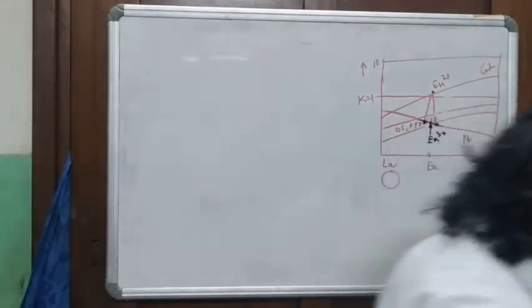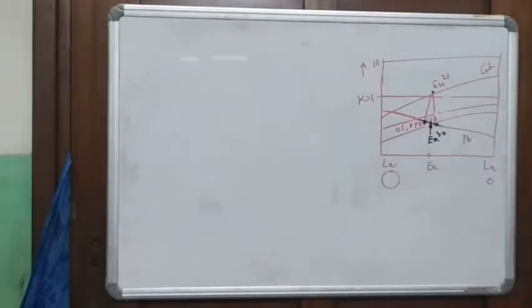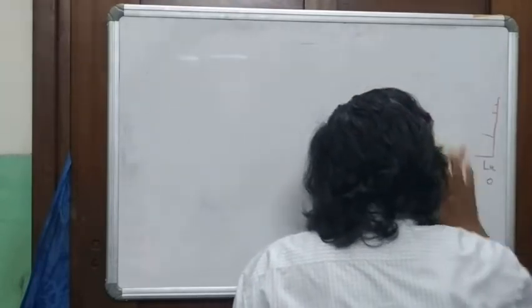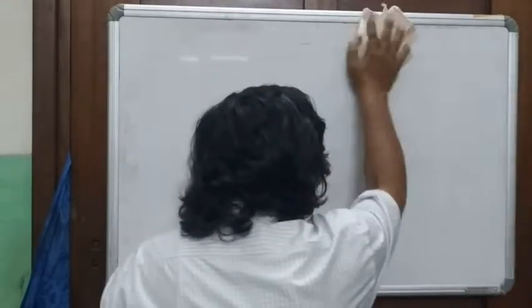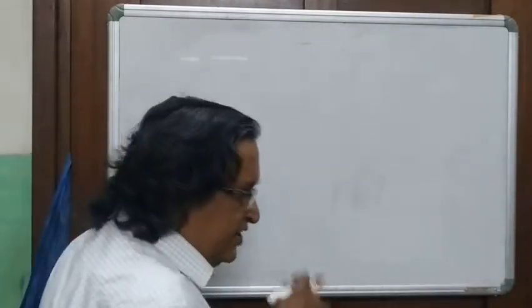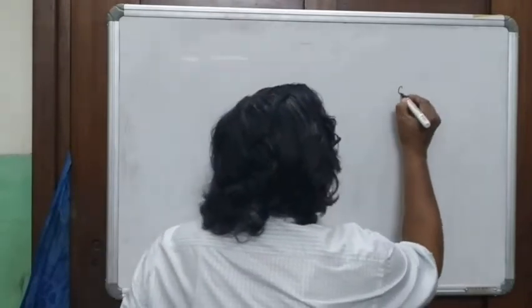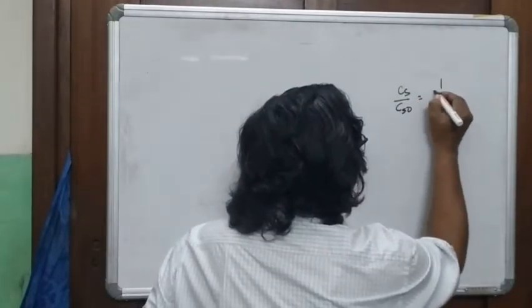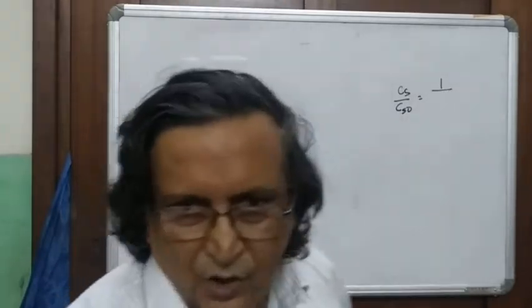So now we transfer this information in our mind to try and understand trace element partitioning a little bit. Now, I have derived the expression before that Cs by Cs0 is equal to 1 by, what was the expression? I forgot.